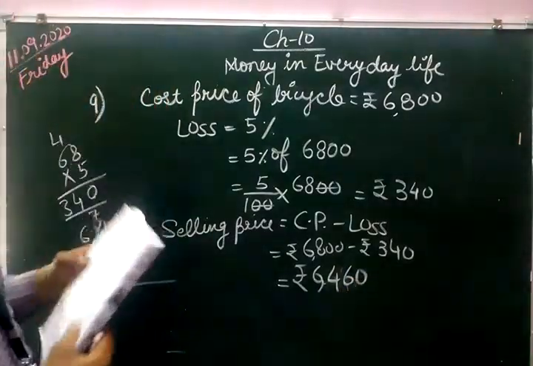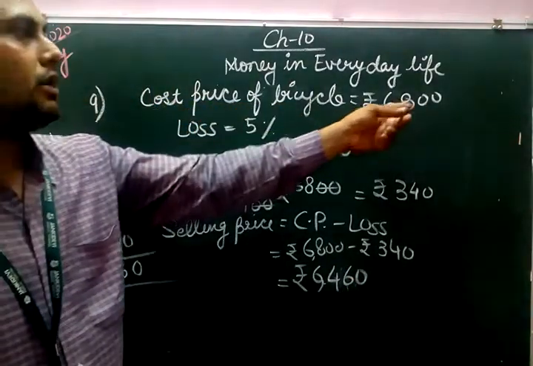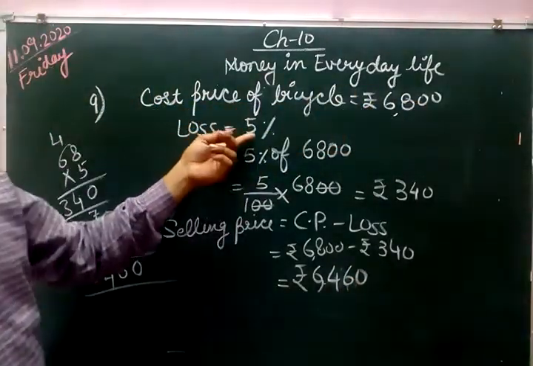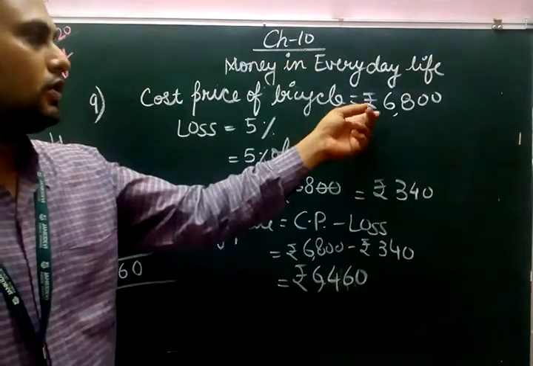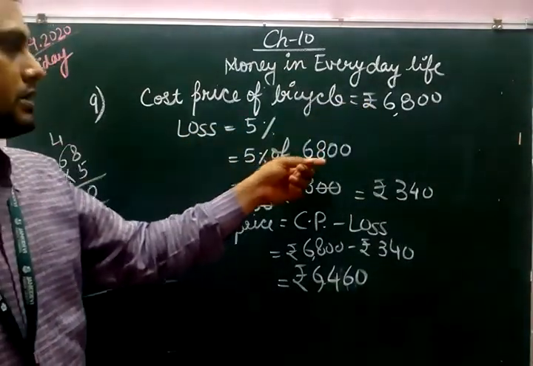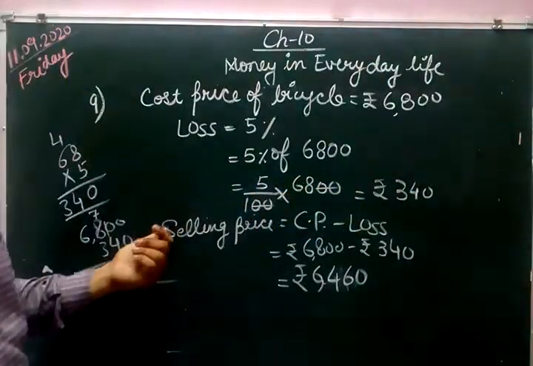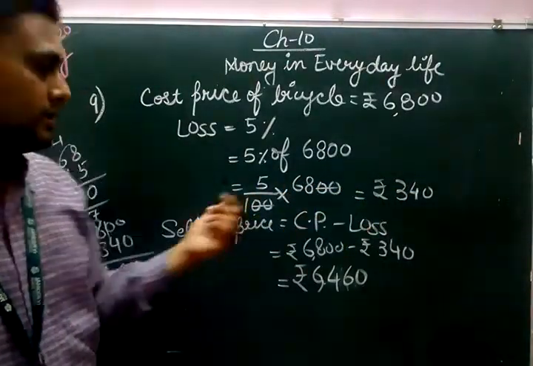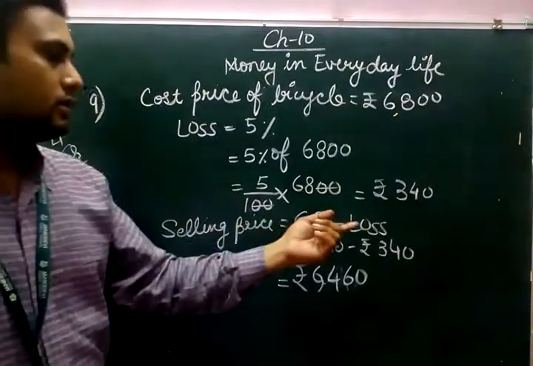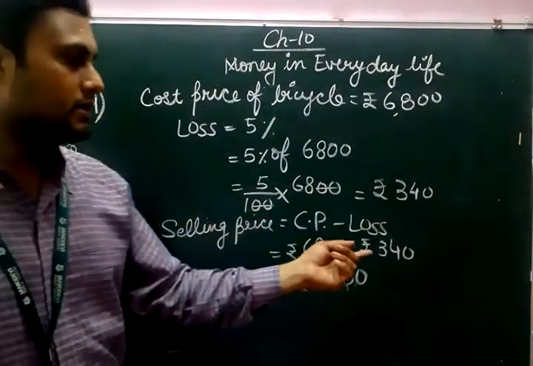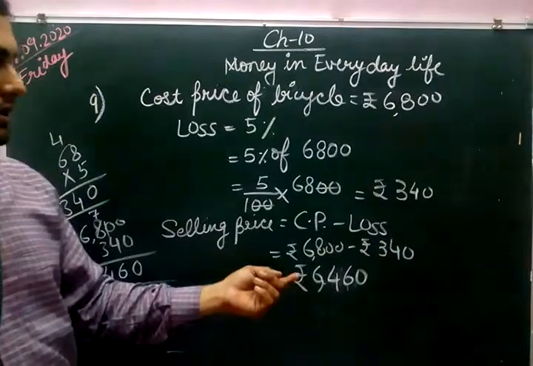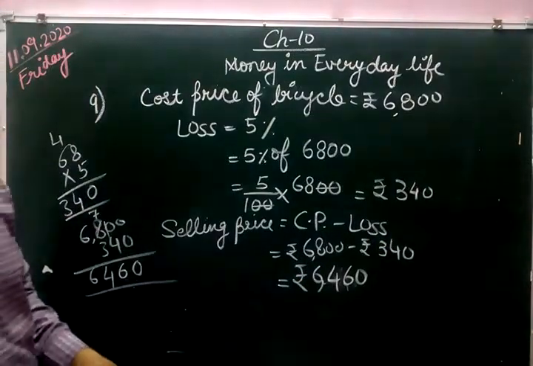Cost price of bicycle 6,800, loss is there 5%. So this 5% is on the cost price. 5% of 6,800, we find the loss of 340 rupees. When cost price is there and loss is there, selling price equals cost price minus loss. 6,800 minus 340, we got the answer 6,460.